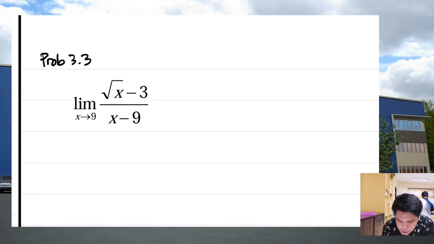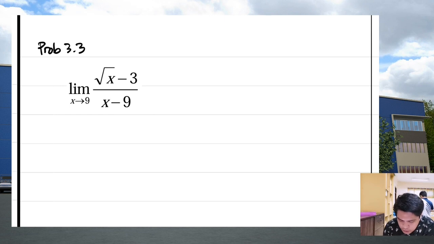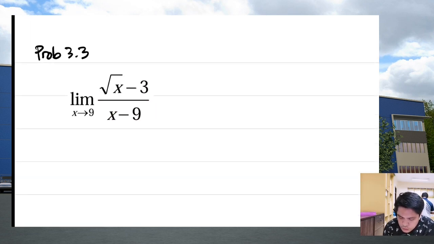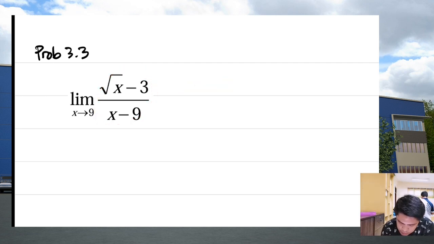Okay, let's answer problem number 3.3. We have the limit of the square root of x minus 3 all over x minus 9 as x approaches 9. If we evaluate this directly with x equal to 9, that will give us an undefined answer, because for this function the domain cannot be equal to 9. But let us evaluate if there exists a number where this function approaches as x approaches 9.